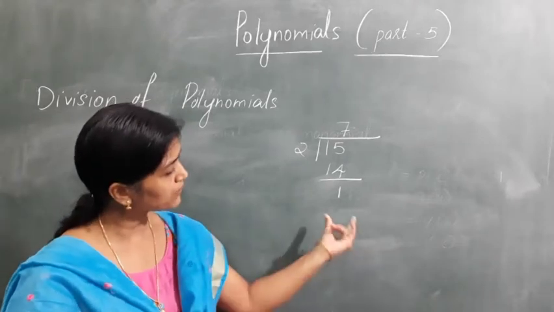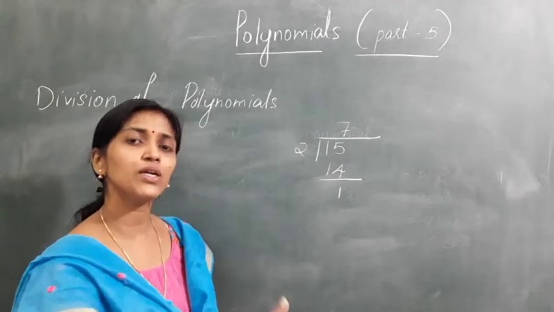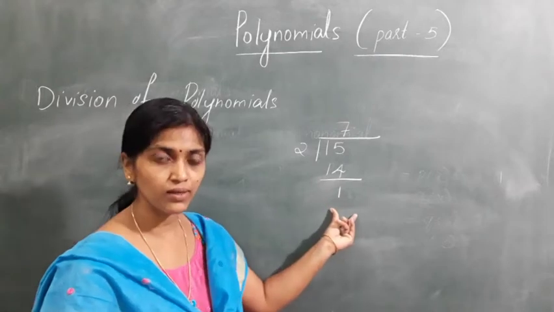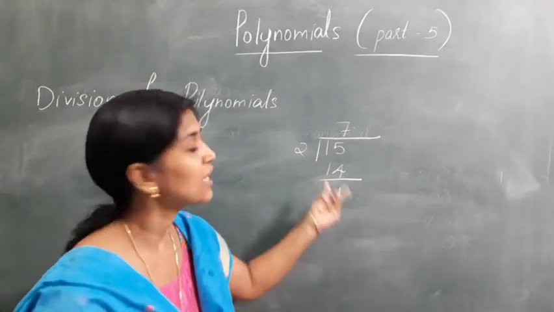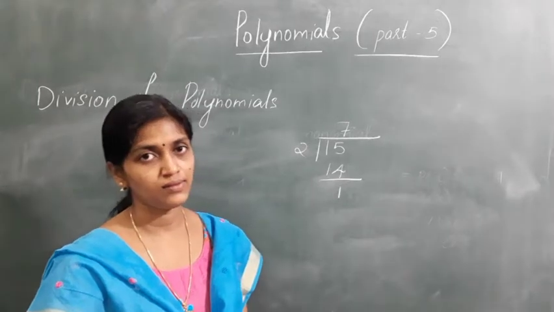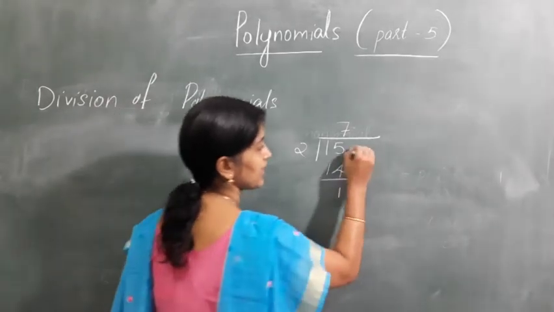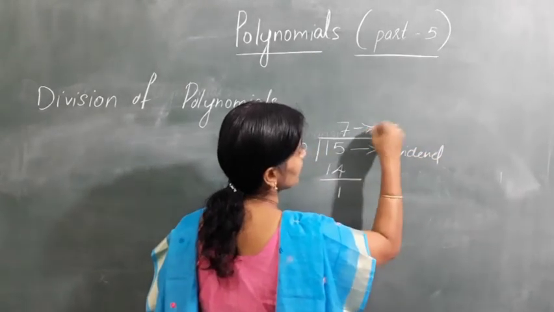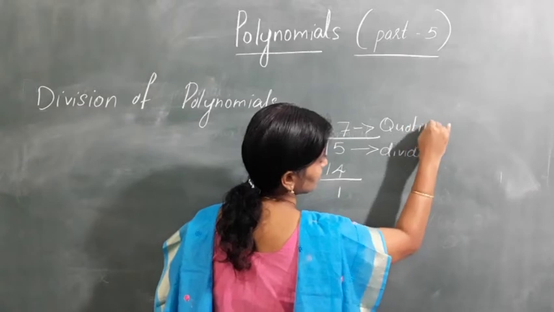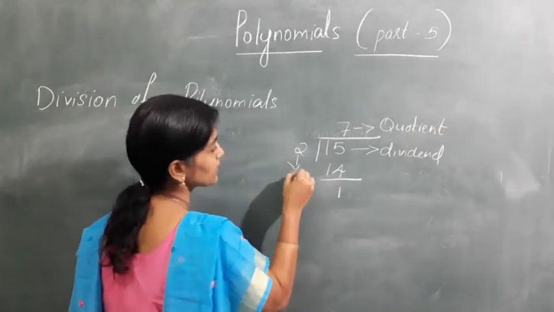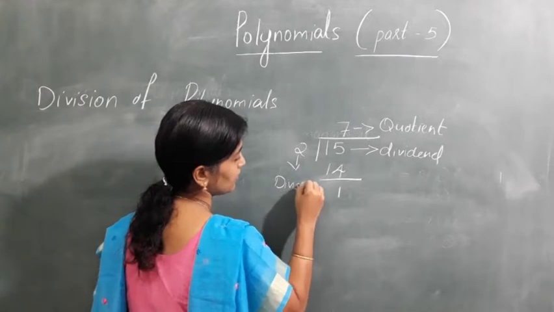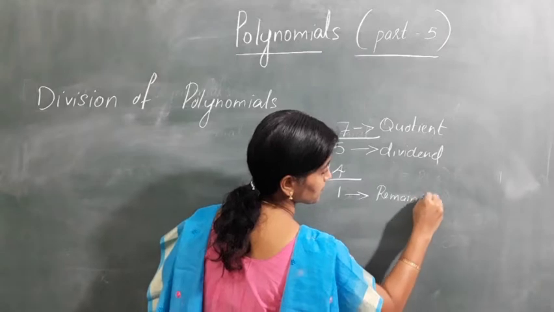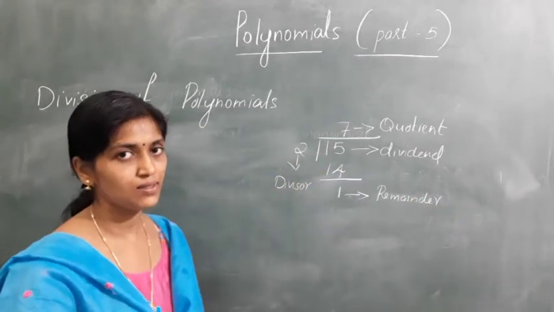Now my question is, why do we stop the division here? Why can't we continue? We studied it, isn't it? We cannot continue the division because the remainder is less than the divisor. So we studied that this is our dividend, this is our quotient, this we call the divisor, and this the remainder. We have studied this, isn't it?